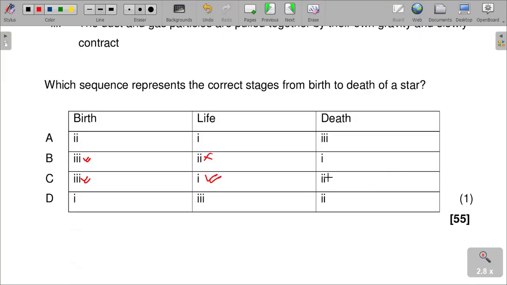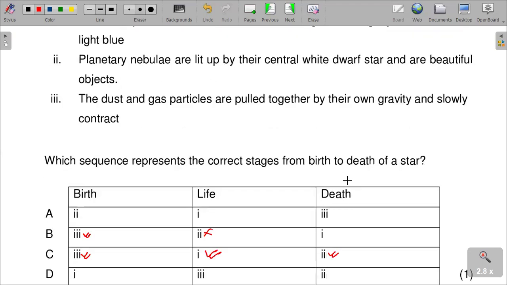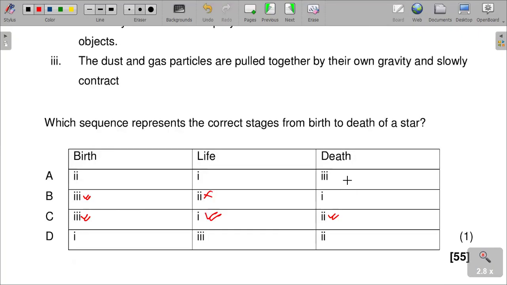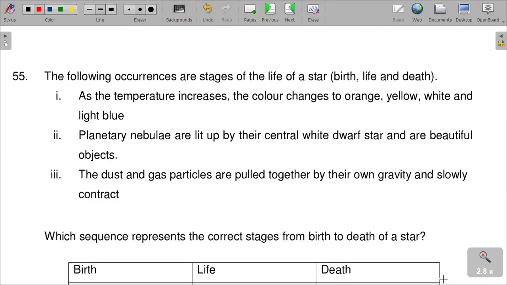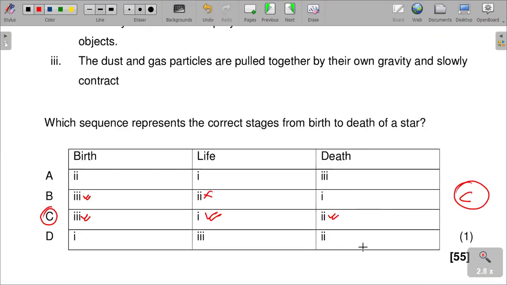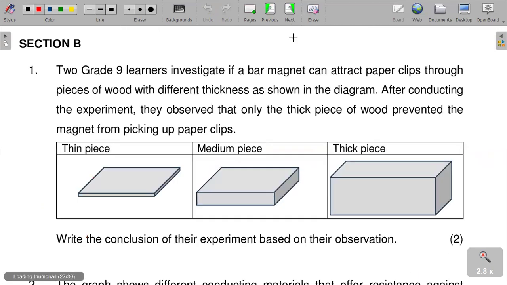Eventually, death, it is supposed to be what? To be 2, which is that planetary nebulae are lit up by their central white dwarf, and therefore our answer is what? Is C. It is C, which is actually showing the life cycle of stars. Life cycle of stars. Okay, let's just quickly move on to finish it.